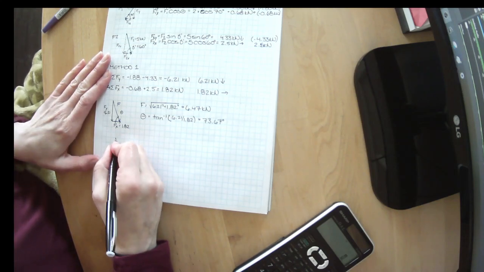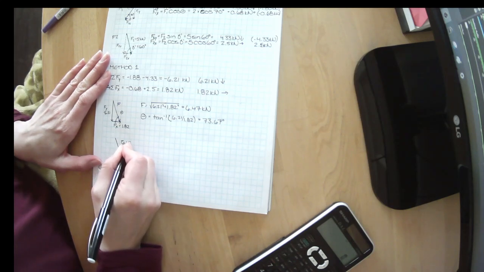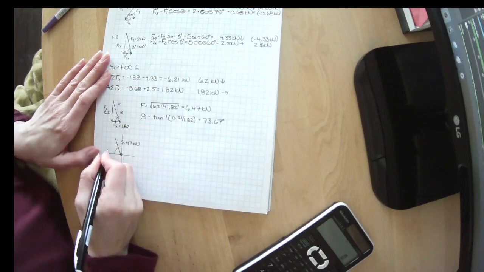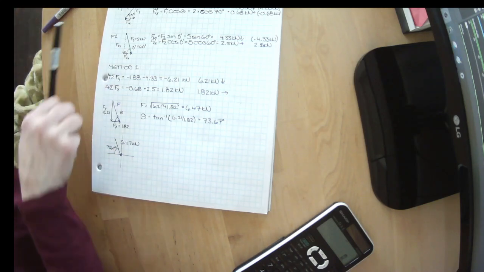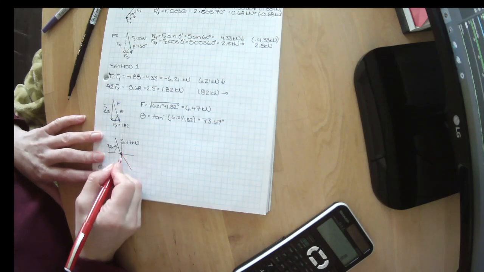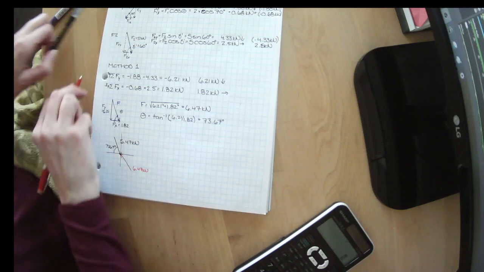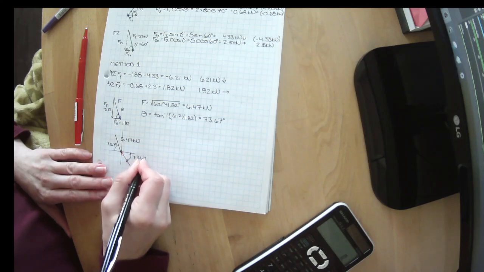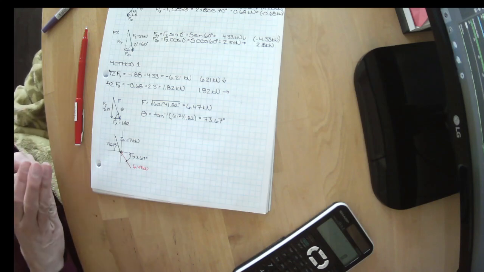Let's take a look what that means for us. We've got a force like this of 6.47 kilonewtons, and it is 73.67 degrees from the x-axis. We need an equal and opposite reaction of 6.47 kilonewtons. That is 73.67 degrees from the x-axis. So equal and opposite.